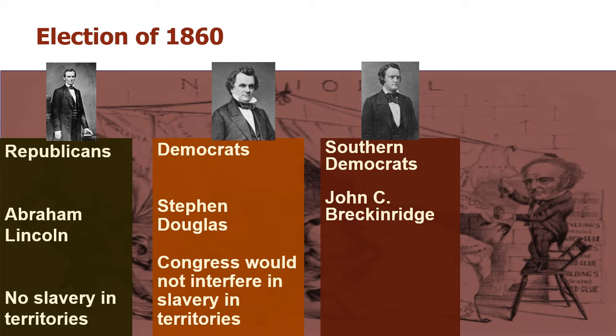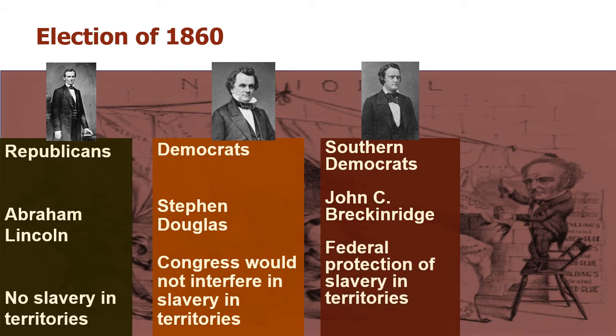So here's the difference between Democrats and Southern Democrats. Democrats are very wishy-washy. Let slavery happen. If it happens, Congress will stay out. The Southern Democrats actually want federal protection of slavery in the territories. They want the federal government involved. Instead of being hands-off, they want the United States government to be hands-on and actually protect slavery in the West, protect those Southern property rights.